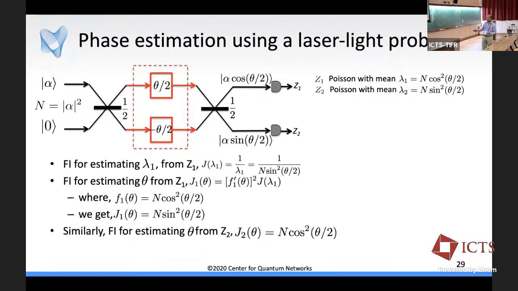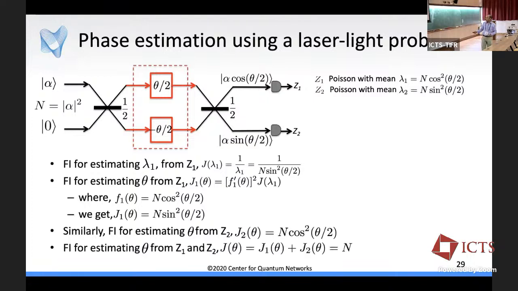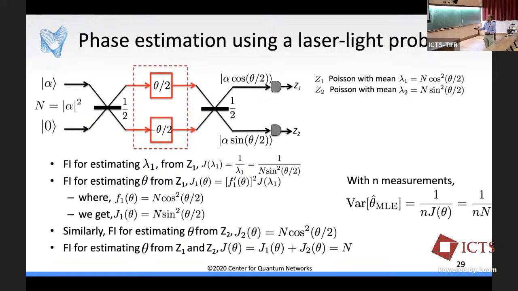Now, similarly, the Fisher information for estimating theta from Z2 is given by n times cosine squared theta by 2. You can calculate that using the same method. And because these two measurements are statistically independent random variables, their Fisher informations add. If you find the total Fisher information for estimating theta from both of these, you add these two Fisher informations, you get n again, which is really cool. It means that if I were to write down the maximum likelihood estimator on Z1 and Z2, the variance of the estimator is going to go as 1 over n, which is exactly what the quantum Fisher information did. Which means in this particular case this measurement is a quantum optimal measurement.